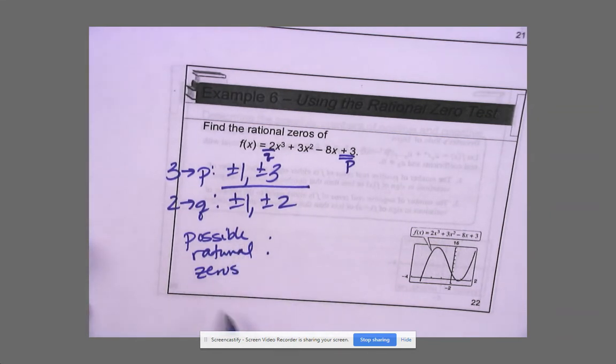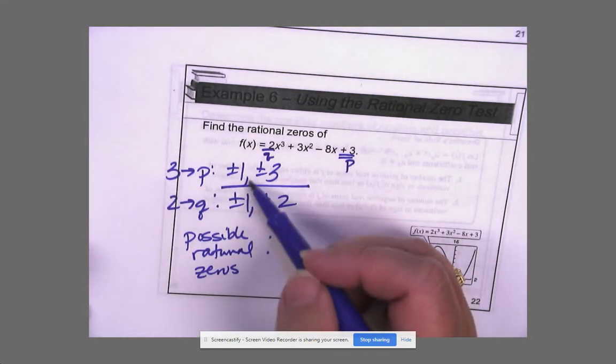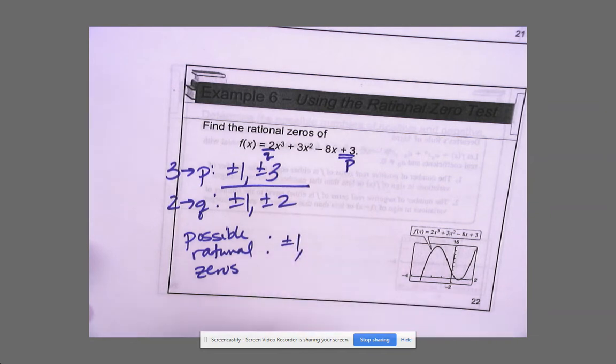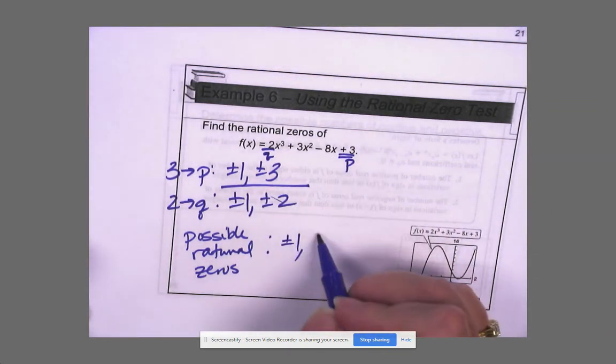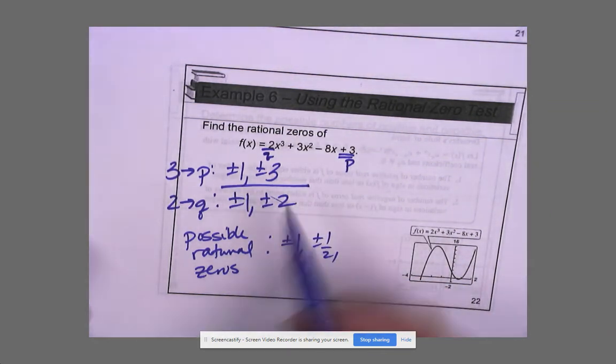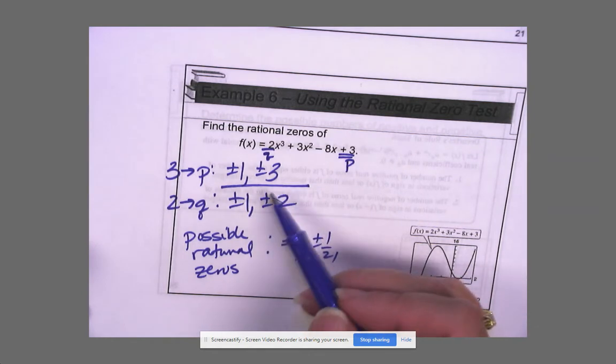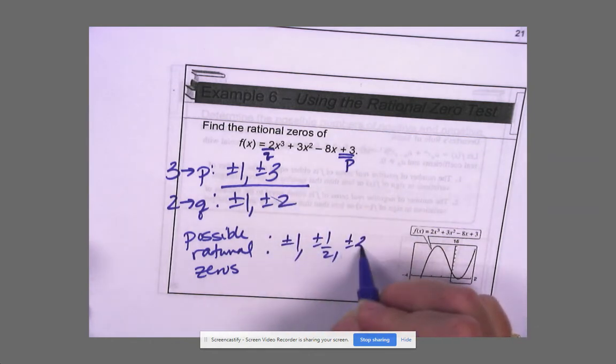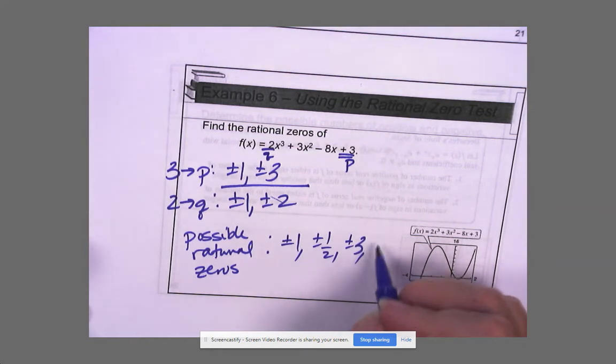So what are the possible rational zeros? What's 1 over 1? Plus or minus 1. What's 1 over 2? Plus or minus 1/2. Then we have to go do 3. What's 3 over 1? Just 3. And then what's 3 over 2?